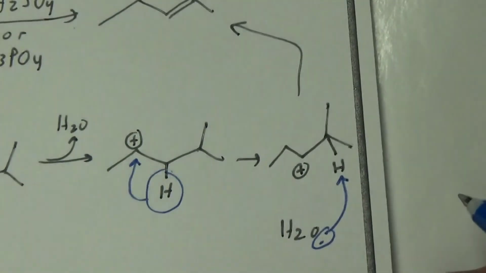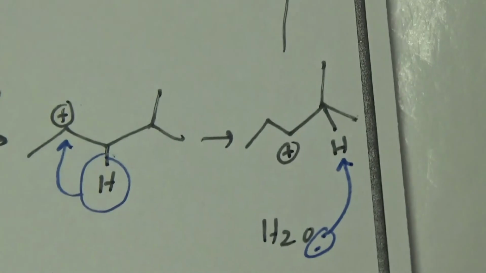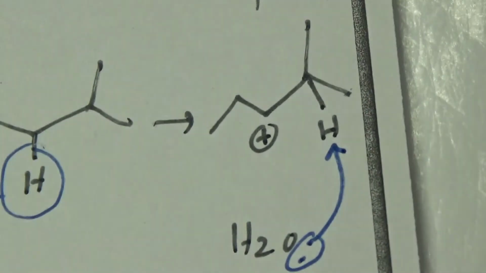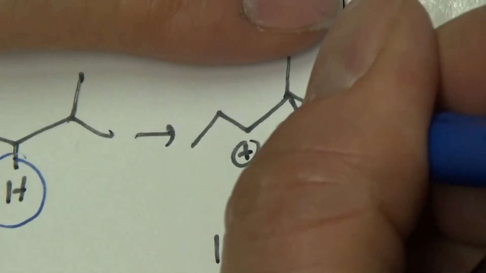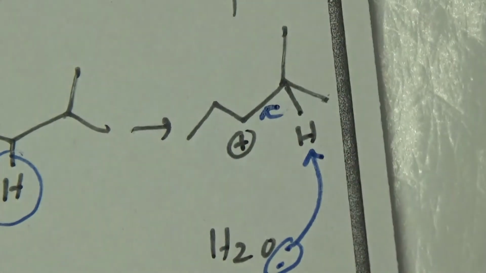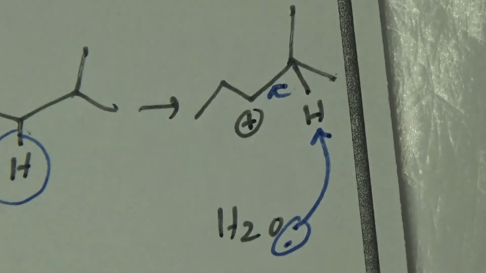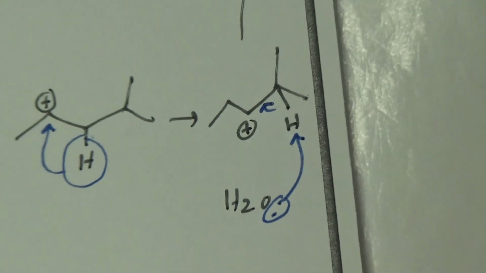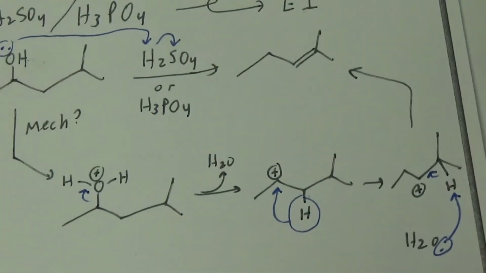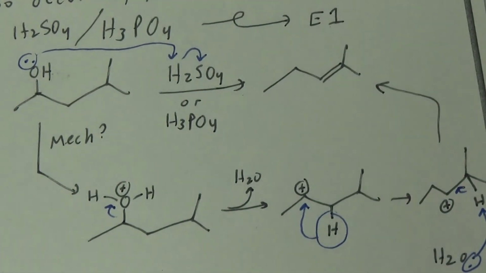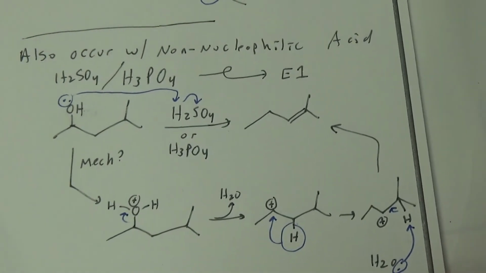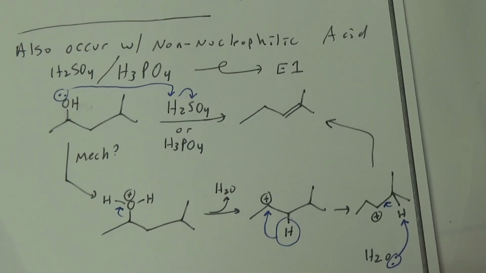Okay, and how does that form the alkene? Take the proton and do what? And you form the alkene. That's all there is to it. And then that forms the final product. That was a pretty cool problem. And that uses a non-nucleophilic acid, so it does not do SN1, it just does E1. Okay?